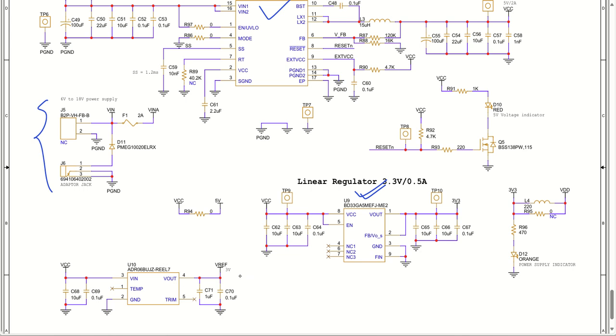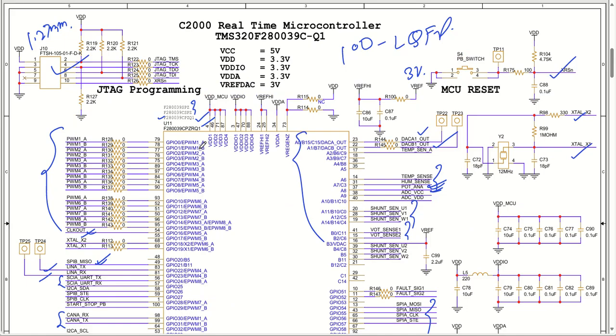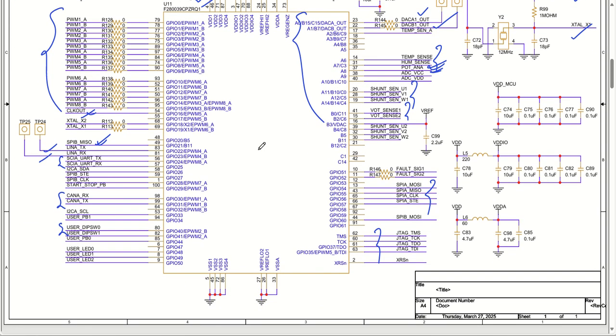For the V reference generation, what we have done is we have used one IC to generate a 3 volt V reference to be utilized for ADC as well as DAC operation. Okay, so this 5 volt is going to get converted to 3 volt for that purpose. So I hope you now have a very good understanding of how this particular microcontroller circuit is working, and what are the different peripherals that we used to do that job.